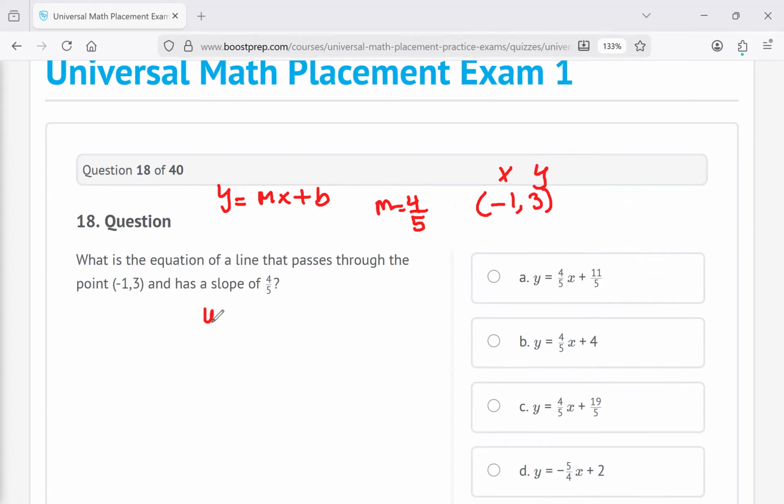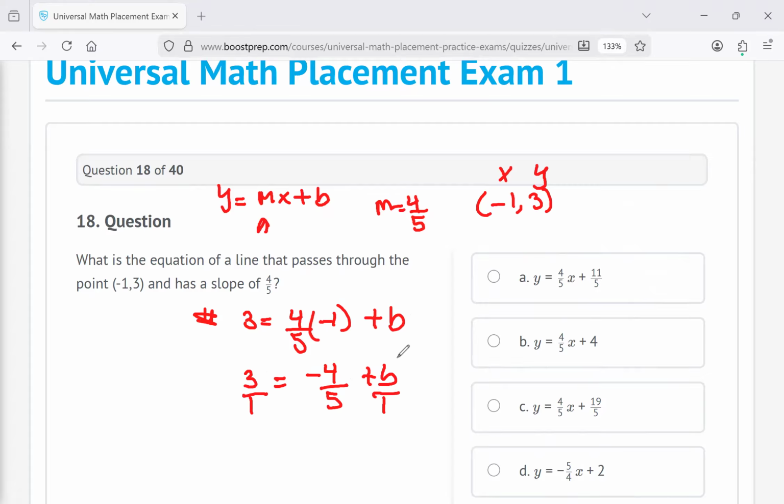Okay, so we can replace y with 3. My m was given as positive 4/5. And then I'm going to multiply that by x, which is -1, plus b. So what's 4/5 times -1? -4/5. Then get rid of the fraction by multiplying everything by 5. So 5 times 3 is 15. 5 times -4/5 is -4. Plus 5 times b is 5b.